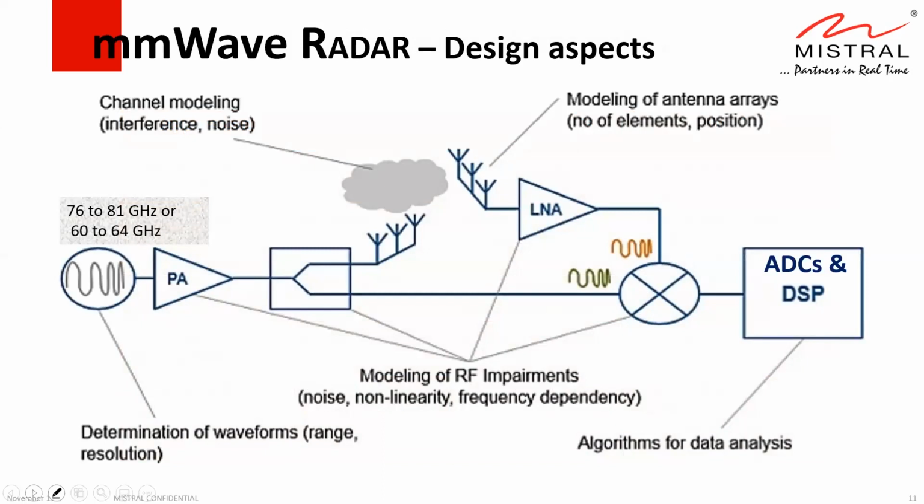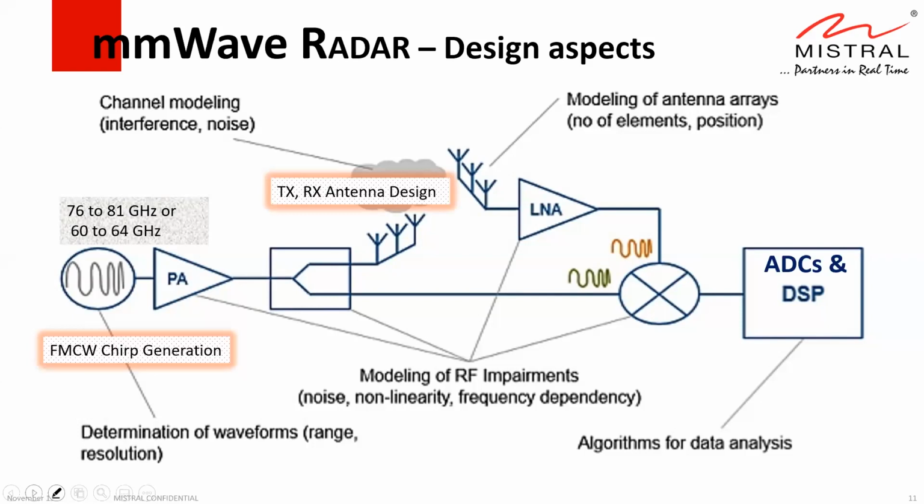So what are the different design aspects when we do millimeter wave radar design? Obviously, you need to configure the radar to generate the right chirp waveforms. You need to configure the bandwidth, the ramp up time, the frequency, all the parameters in the chirp. And you need to design the transmit and receive antennas based on the application. Like for long range, the antenna pattern is different. And if it is short range and you want a wider field of view, the antenna design is different. So this is going to be an involved activity in terms of antenna design.